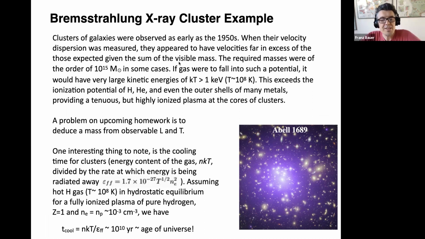So this second to last example is the emission from an X-ray cluster. Clusters of galaxies were observed back in the 1950s when the Palomar survey started mapping the sky. And they were observed in optical. And people went out and got spectroscopy and estimated the velocities of the galaxies. And the velocities were very high compared to the total mass they could estimate from the galaxies themselves.